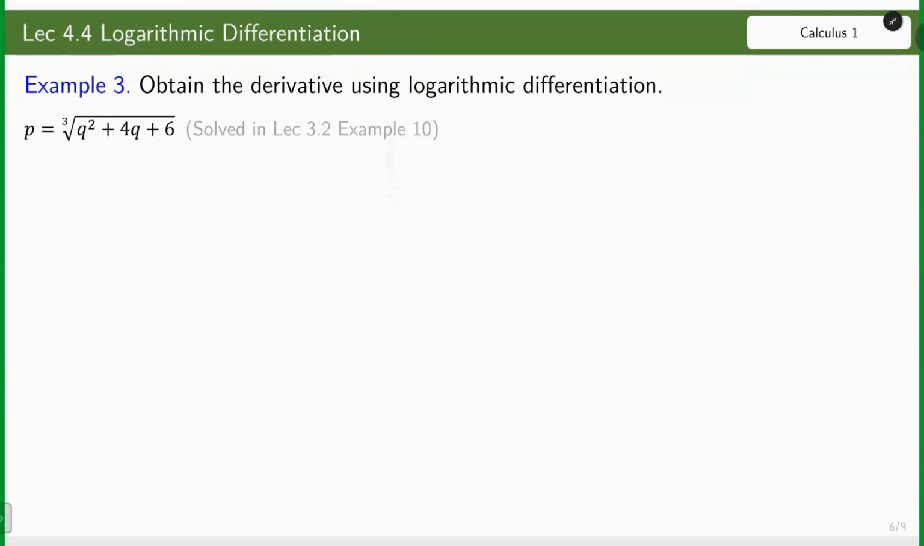Example 3, p is equal to the cube root of q squared plus 4q plus 6. This has been solved also on lecture 3.2, example 10. Taking the logarithm of both sides of the equation. Let's transform this into a fractional exponent.